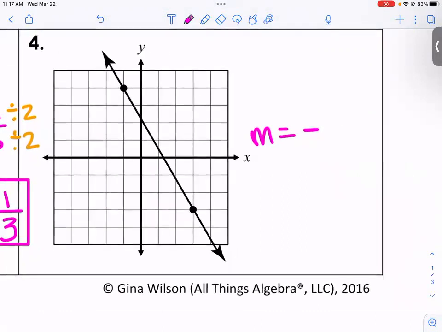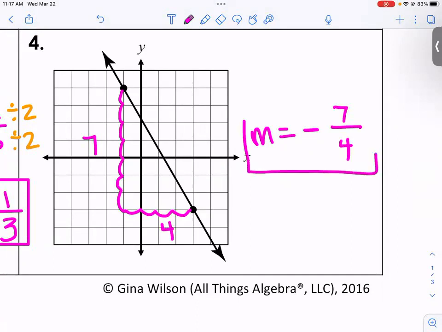In number 4, if we go down 1, 2, 3, 4, 5, 6, it looks like our rise is down 7 and our run is over 4. So we decided it was negative since we're falling. And then our rise over run is 7/4.